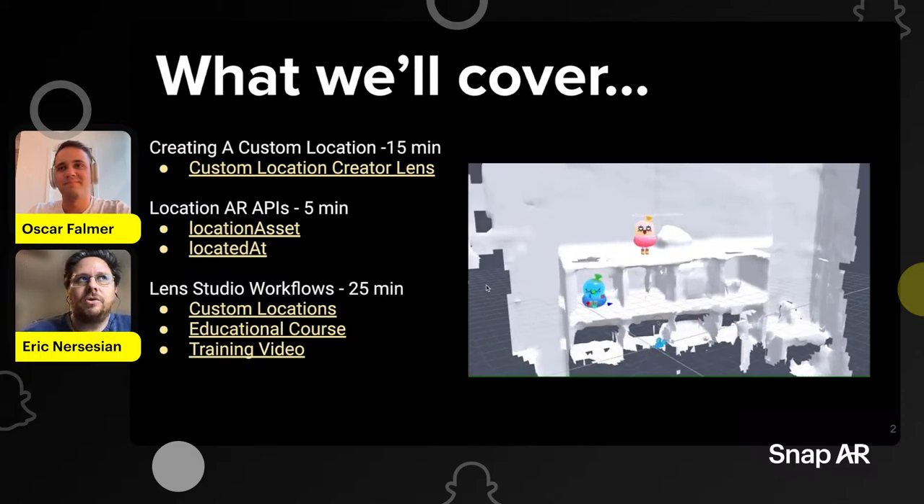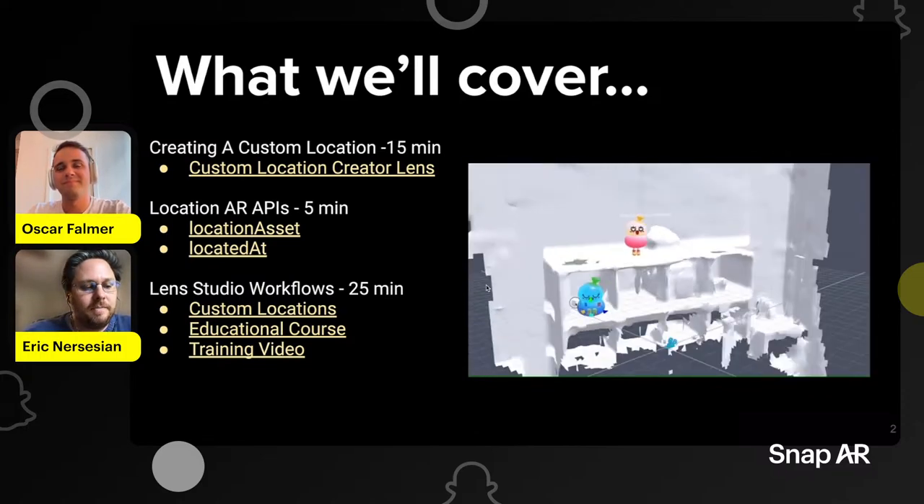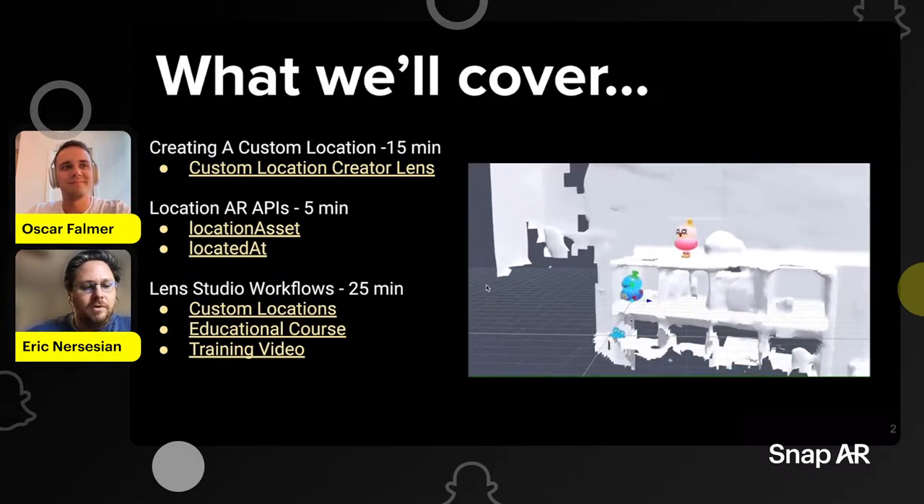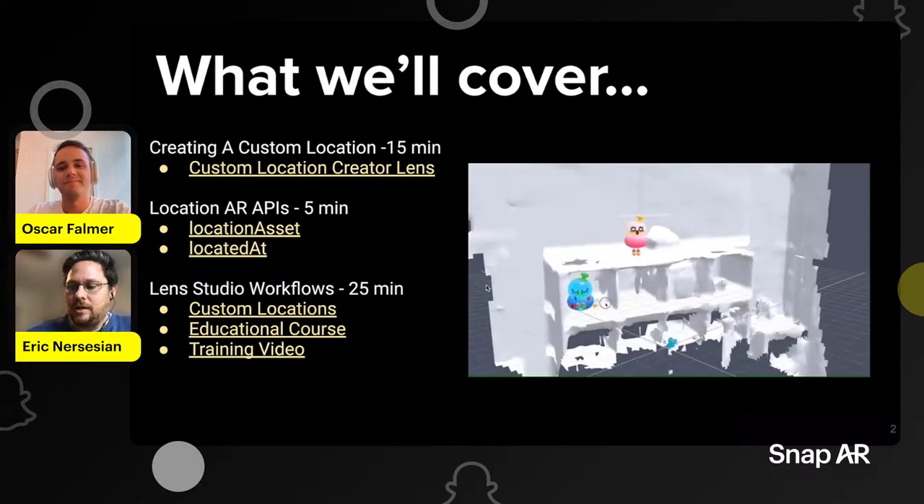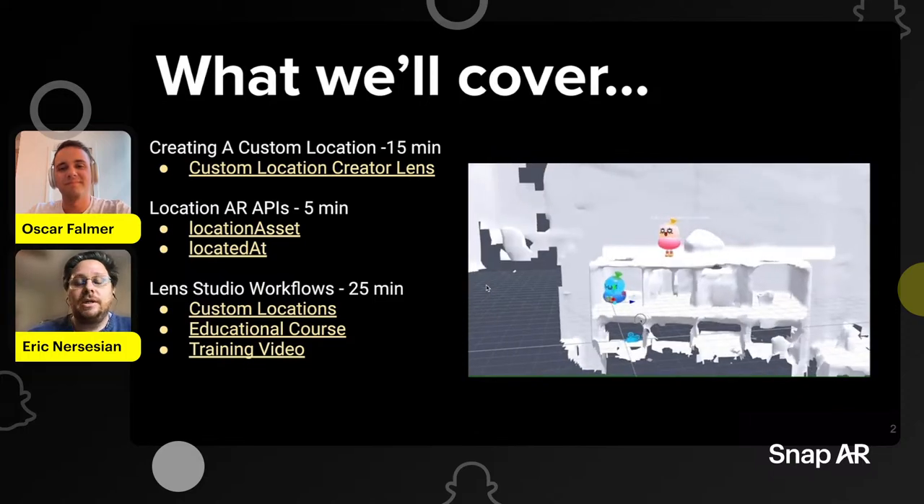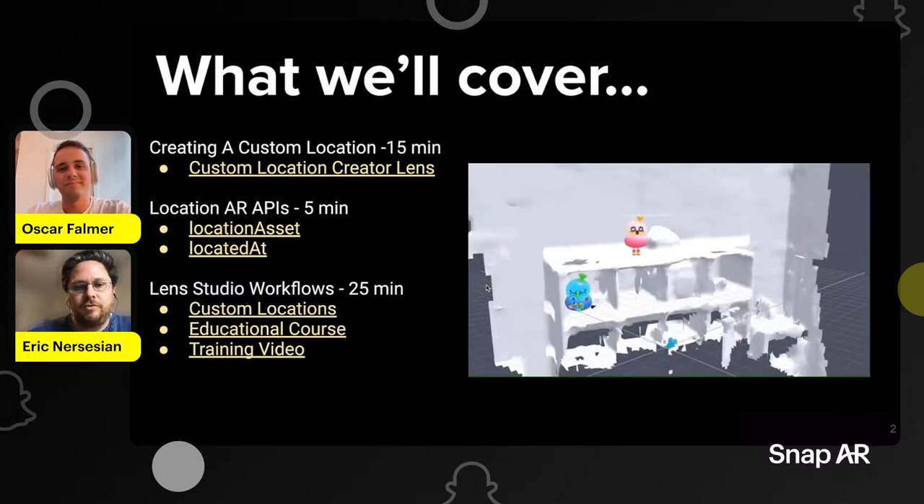I showed off the template and some of the high level features of it, but I really want to dig into the code and teach you, the developer community, how to use the template best for creating a custom location lens, and also cover a bit of multiple location if you want to use that as well.